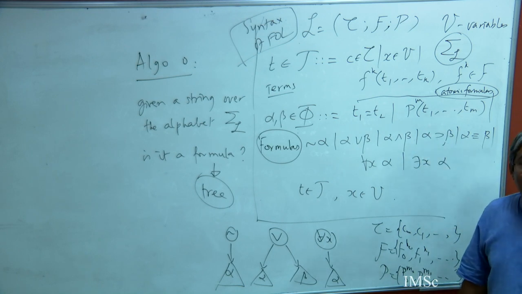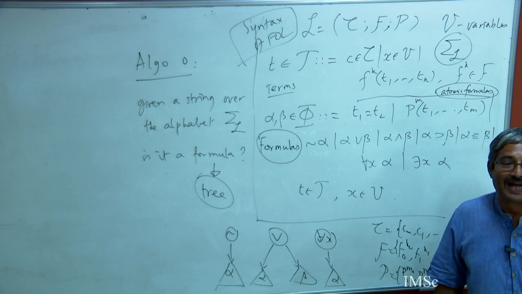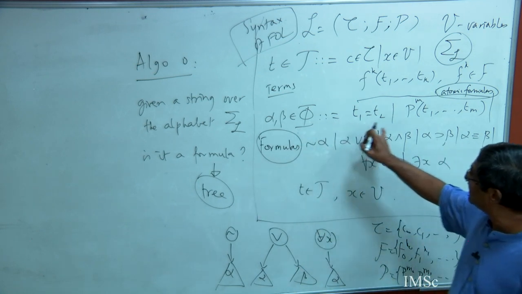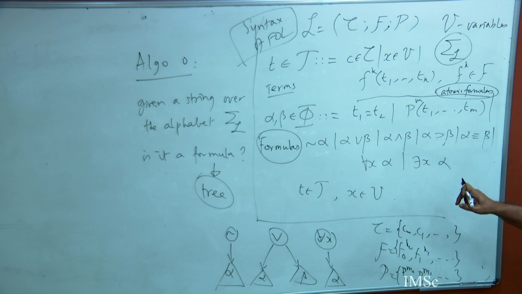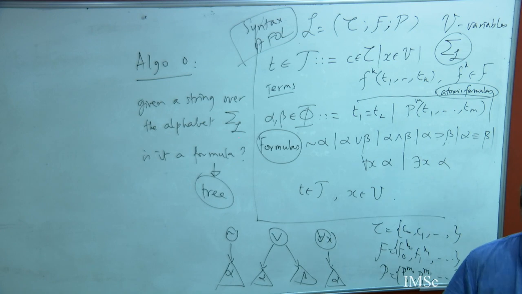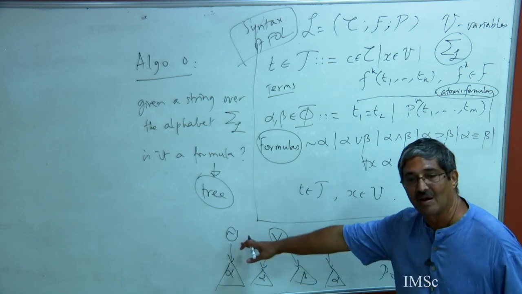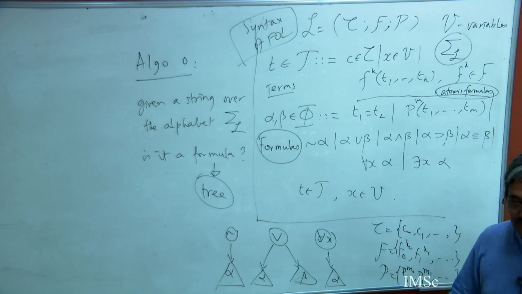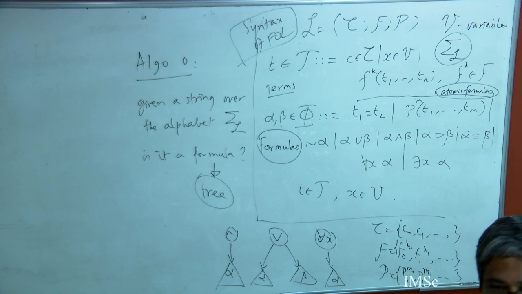That's it. Now, once you know how to check whether something is an atomic formula, it's clear that your algorithm can check whether a string is a formula. What will it do? It will try to construct the tree. If it succeeds in constructing it as a tree, where the internal nodes are all labeled by connectives and quantifiers, and the leaf nodes are labeled by atomic formulas, it will say yes, it's a formula. If it gets stuck at any point, like it happened with the example that I took, it will say no. Is this clear?